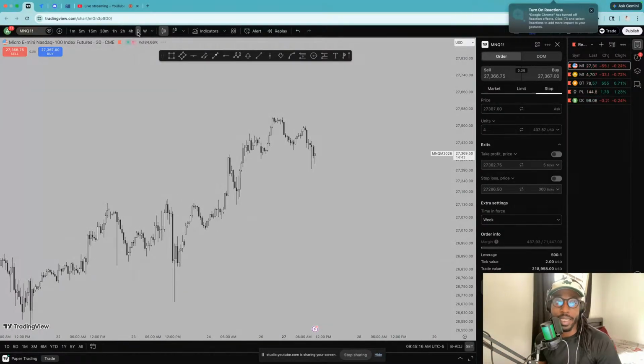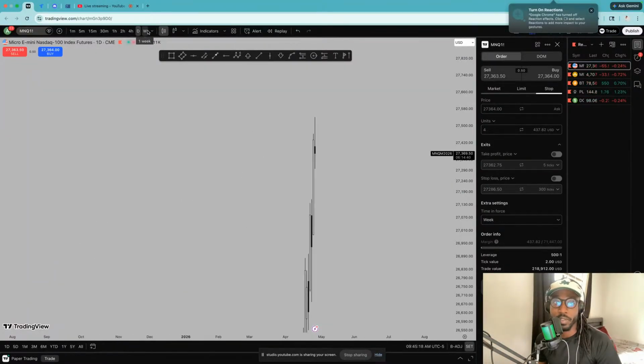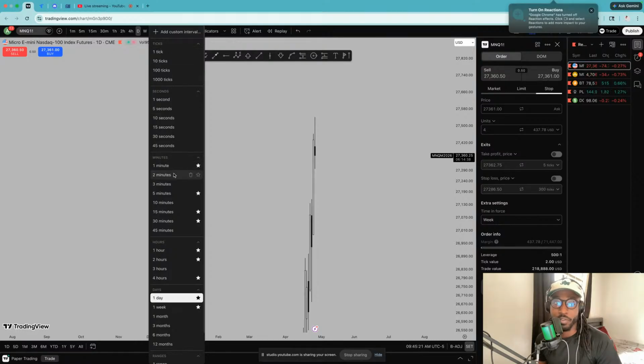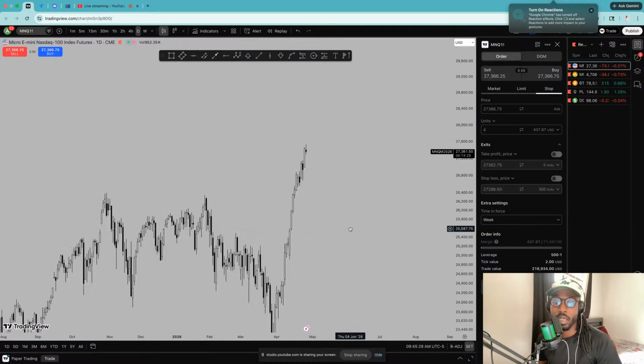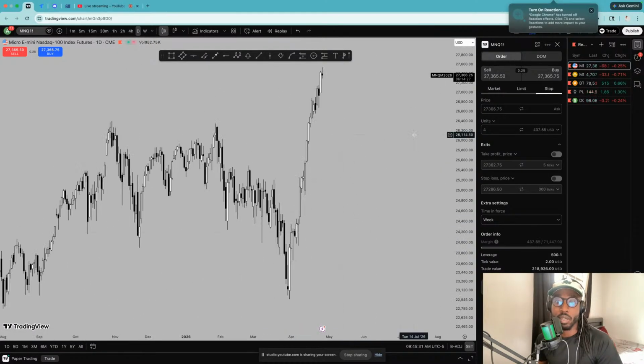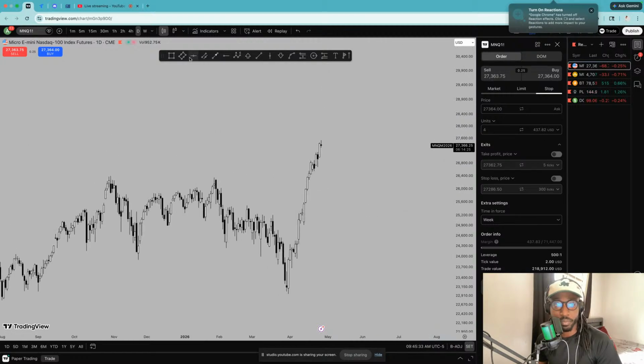We're going to go to the daily time frame. This D stands for daily. You can add as many different ticks and time frames as you like, from hours to minutes to seconds even. We're going to go to the daily. We're going to reset our chart here.